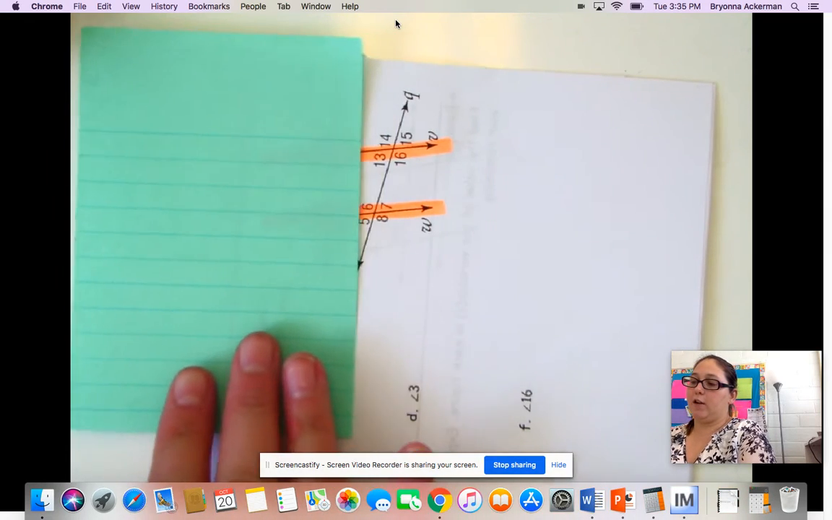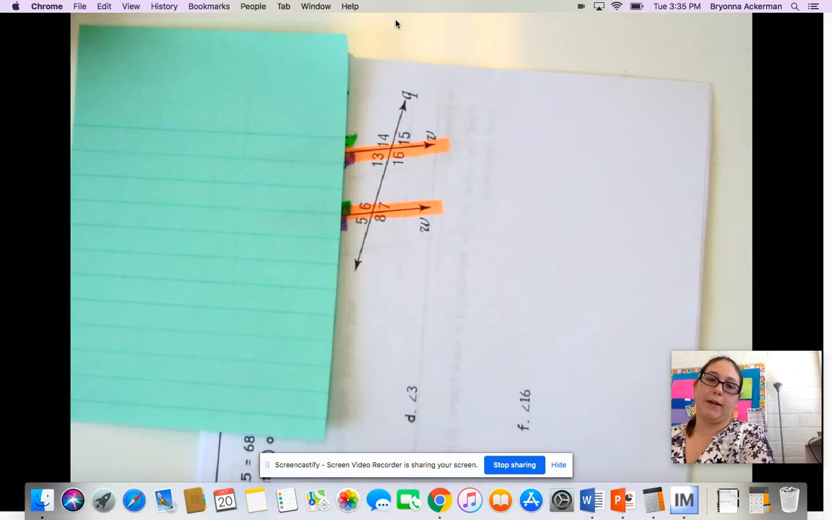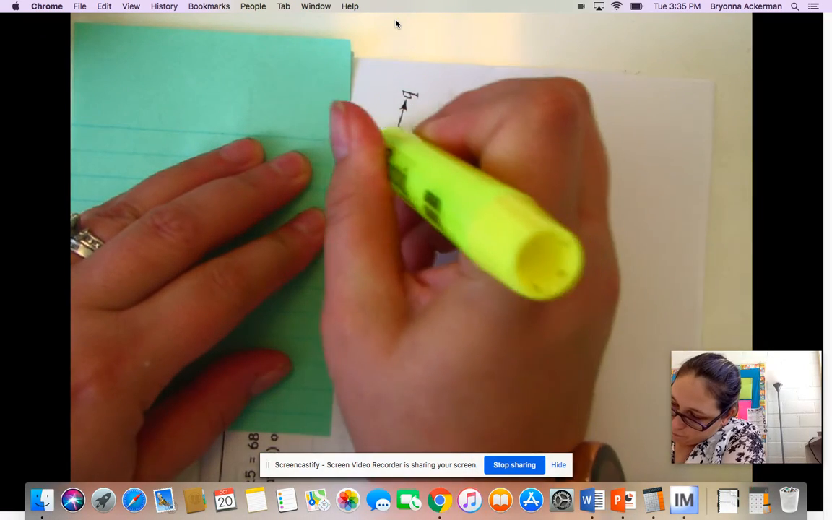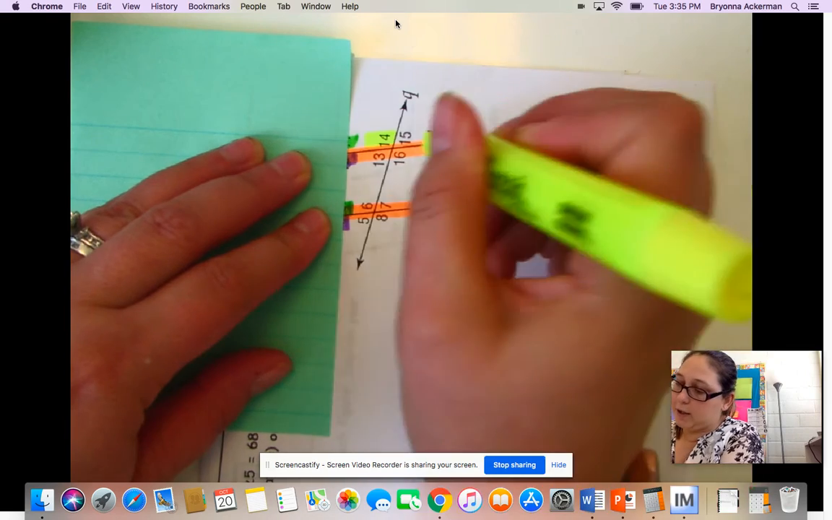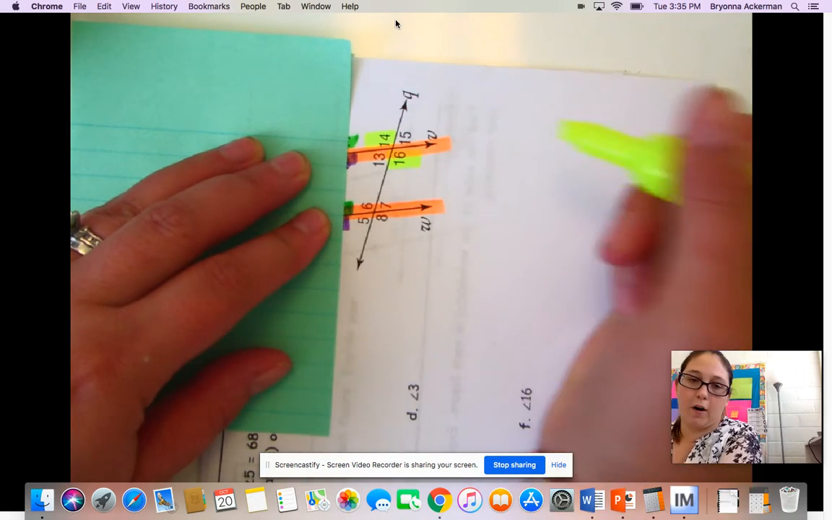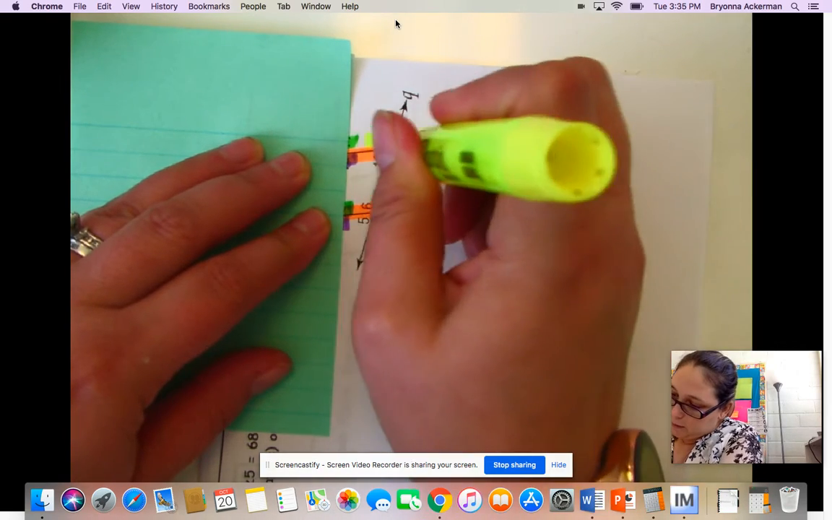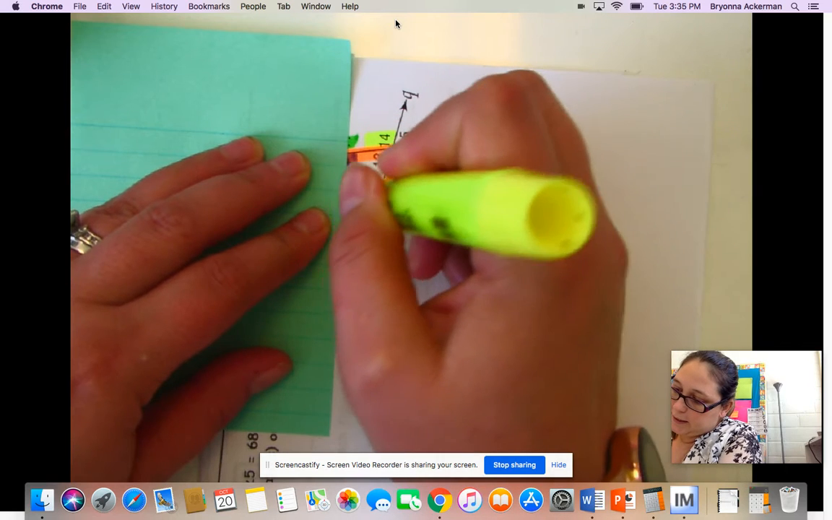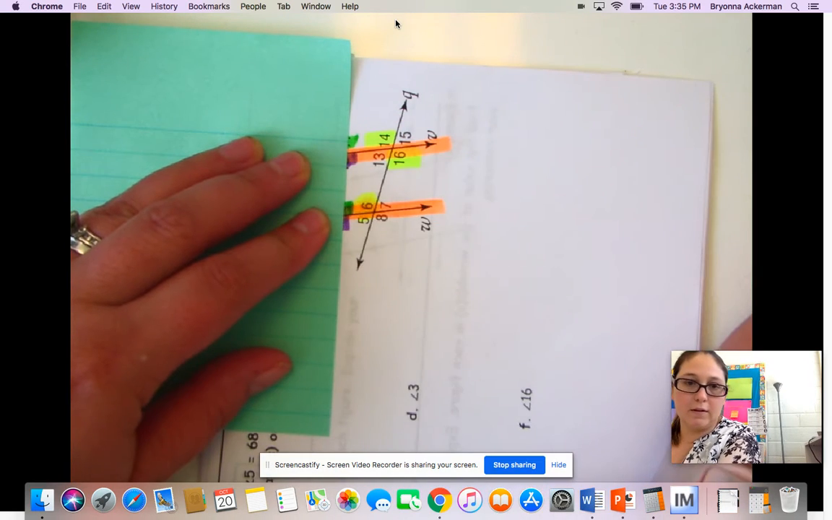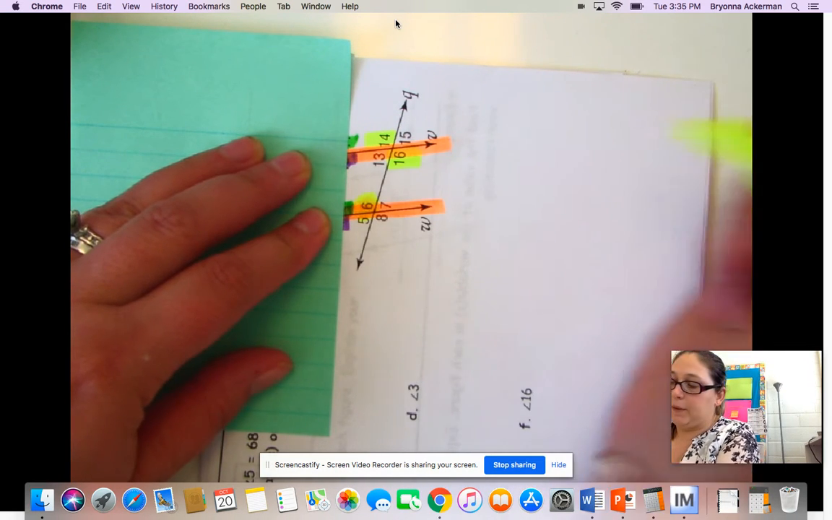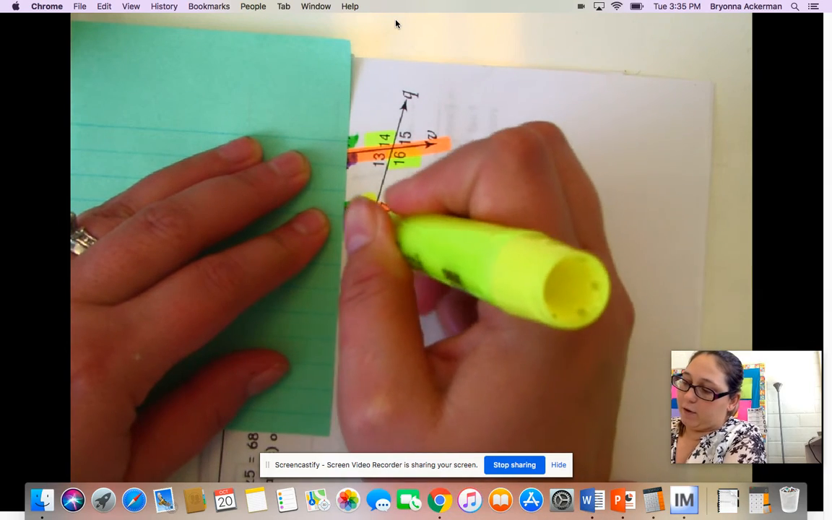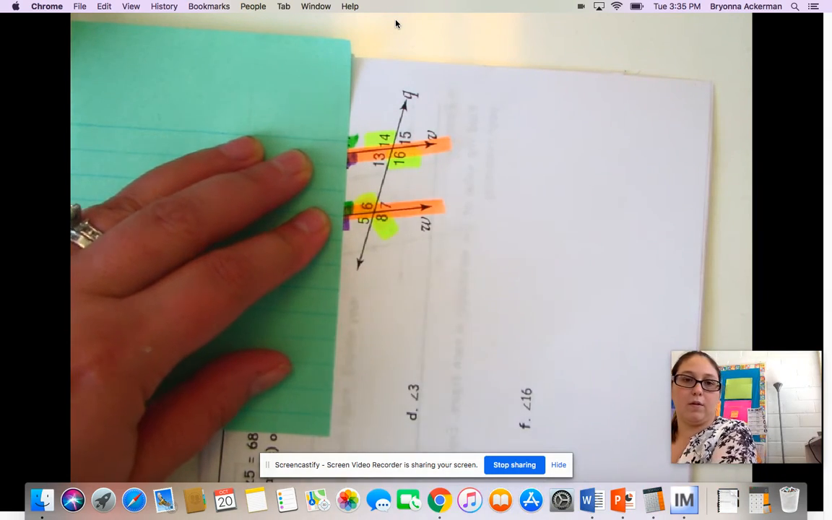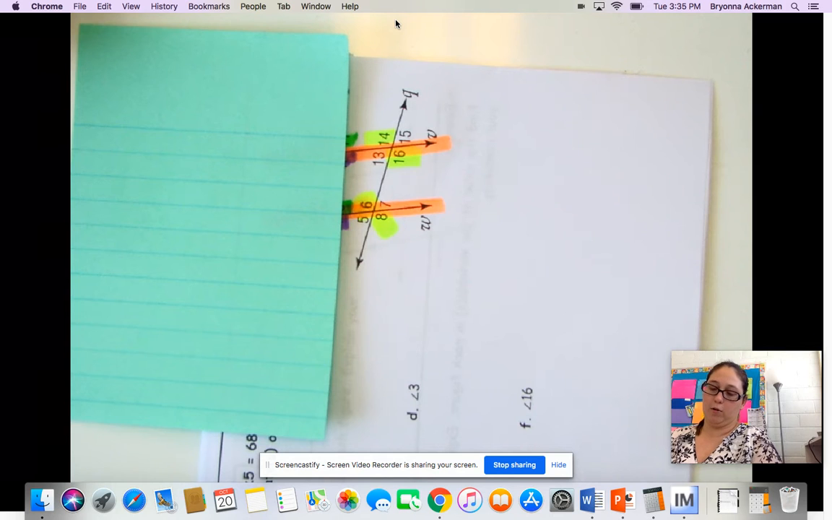So the other set's over here. And so I can say, okay, 14, let's go with 14. 14 is congruent to 16 because those are vertical angles. Okay? 16 and 6. Okay? And then 6 and 8 are also vertical. Okay, so the yellow, all of those are congruent.